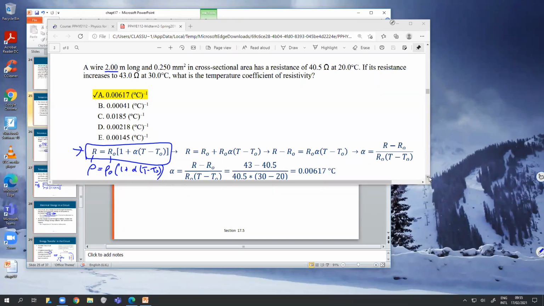2 meters long. Okay, well, it is not even needed, right? It's a length. This equation doesn't have anything to do with the length. You might sometimes be given extra data which is not even needed to solve the question. This is the area. Do we need that? We also don't need it. Resistance 40.5 ohms at 20 degrees. So this is the reference resistance. The 20 degrees is the reference temperature.